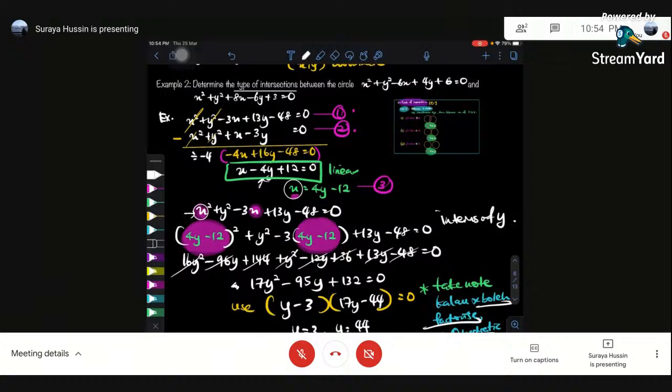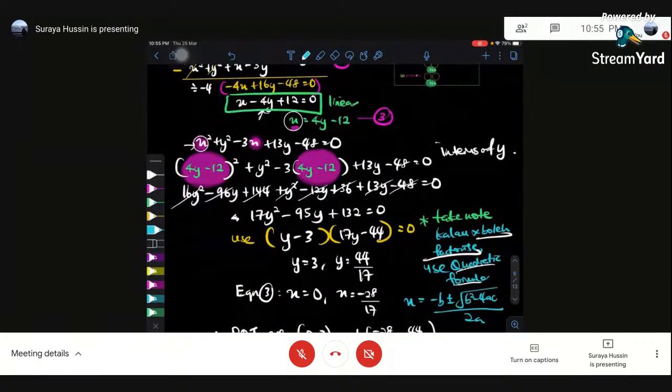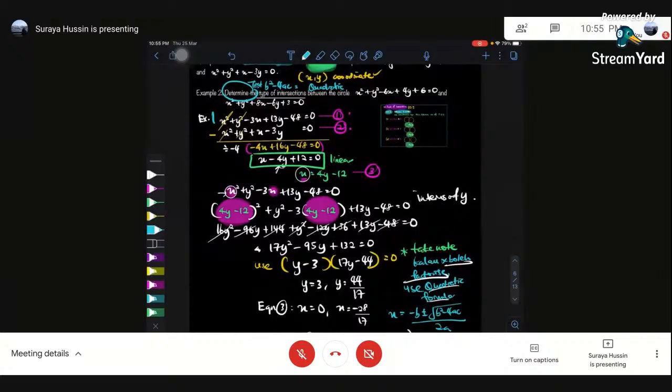Kalau dia kata determine the type of intersection dekat sini, we must test using b squared minus 4ac. Masukkan b, masukkan a, masukkan c. Bermaksud you mesti ada quadratic. Oh, dah ada quadratic, barulah boleh masuk dan test. Sama juga dengan apa yang kita buat dalam example 1 di sini. Example 1, tipsnya adalah, kita recall balik sedikit. Kita buat simultaneous. Okay, we are trying to do a simultaneous.